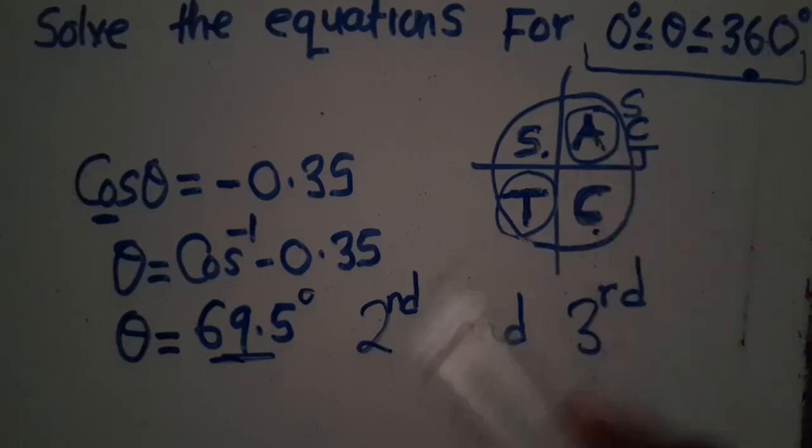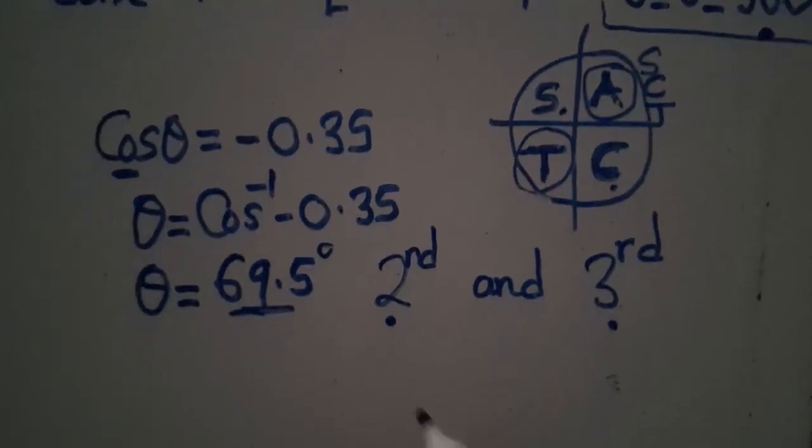Even in the first quadrant it is positive. So which means this one is not part of the answers. The answers are in the second quadrant and third quadrant. Second quadrant, what are we supposed to do? In the second quadrant, I told you that I wrote down this. You just say this minus this is equal to theta.